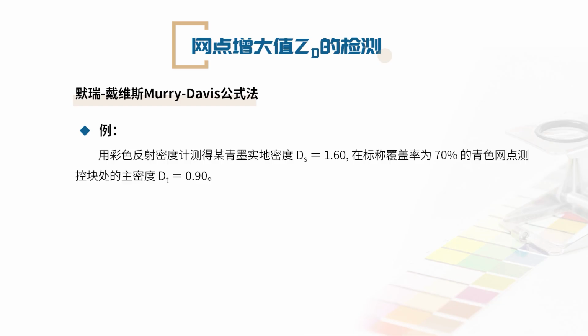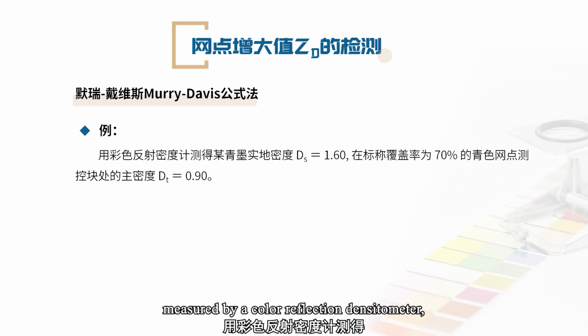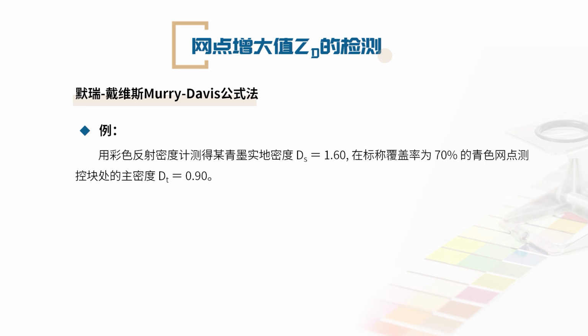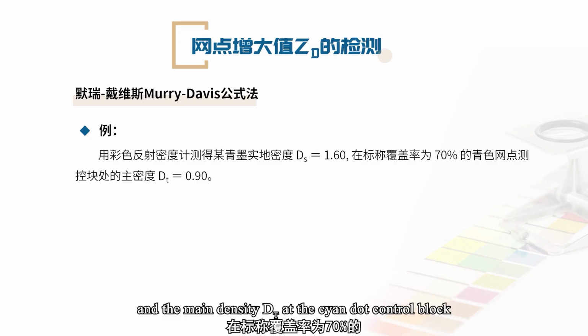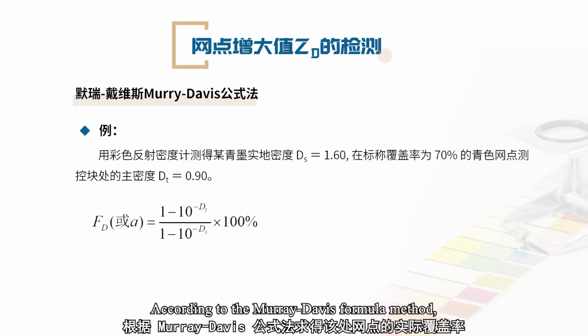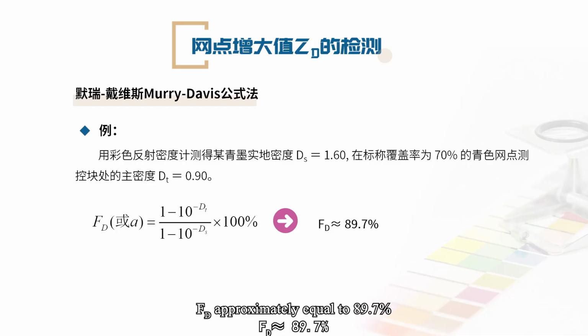For example, measured by a color reflection densitometer, the solid density D_s of a certain cyan ink is 1.6, and the tone density D_t at the cyan dot control block, with a nominal coverage rate of 70%, is 0.9. According to the Murray-Davis formula method, the actual coverage rate of the dots at this place is f_d ≈ 89.7%.